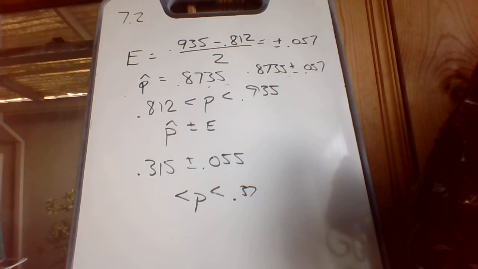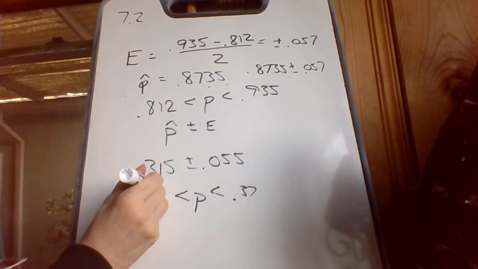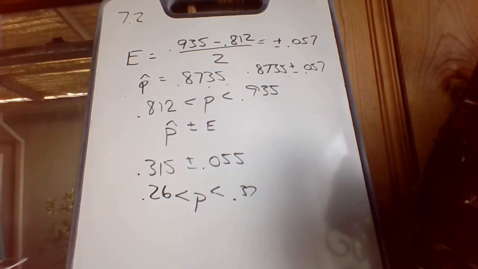Then 0.315 minus 0.055 is 0.26. And that's all I was asking for. That's just going the other way instead of figuring out E and P hat. It's like if we give you those, can you get those other two numbers?